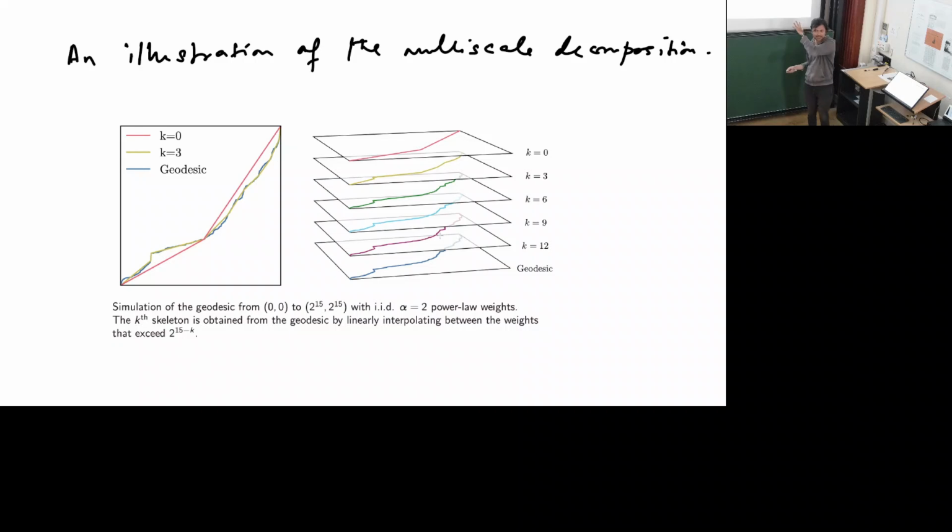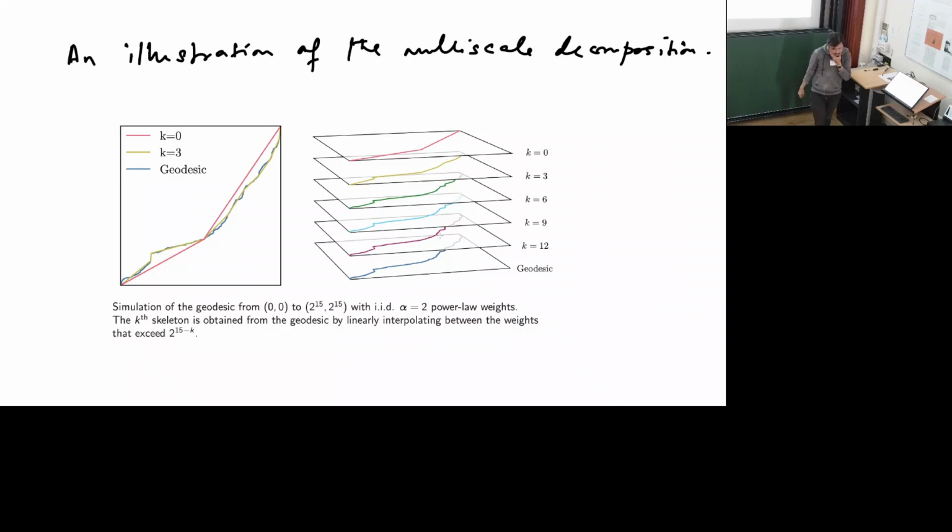Is it clear what this picture is doing? So you have this 2 to the k for different k weights, and the geodesic passes through a bunch of them. And you look at all the points in the geodesic which have a particular weight, let's say bigger than or equal to 2 to the k, and that's your kth skeleton. So as you allow more and more values, you eventually get the full geodesic, and all the prelimiting ones are certain skeletons at different scales.